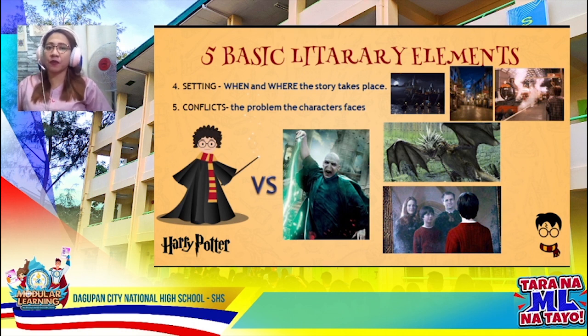So, let's have a review. What are the 5 basic literary elements? We'll start with the character. Then we have the theme. Then we have the plot, the setting, and then the conflicts.